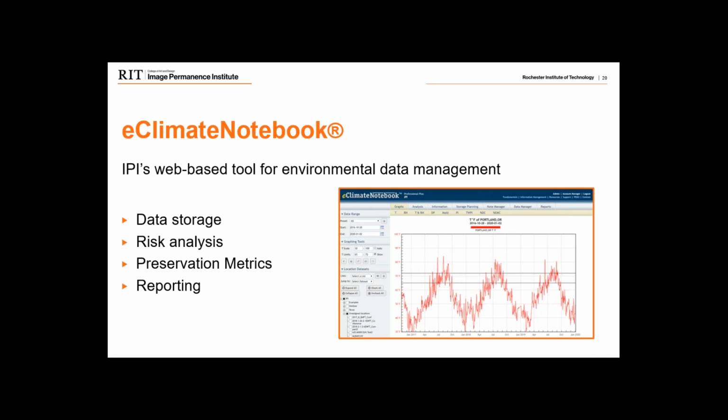And you could bring up multiple data points together and say, okay, I have a photography collection in this space. Are there other spaces that I have in my collection facility that may be better for that collection material?